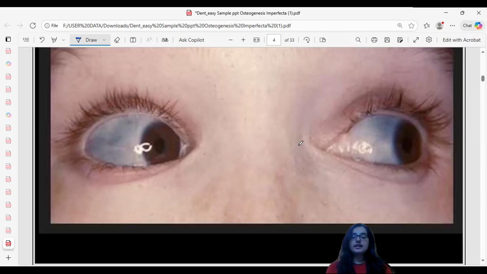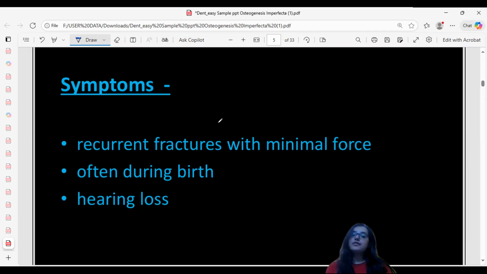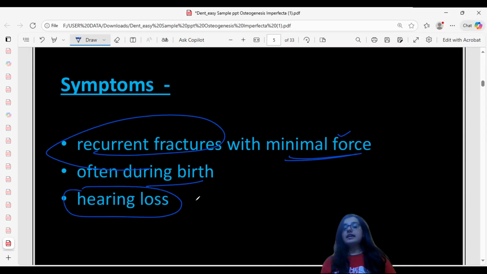We can see the sclera over here. It is appearing bluish to us. The symptoms are recurrent fractures with minimal force, like even the slightest trauma can cause a fracture. It is often seen from birth, a disease of childhood, happening since the very beginning. Then there is hearing loss that we can encounter.